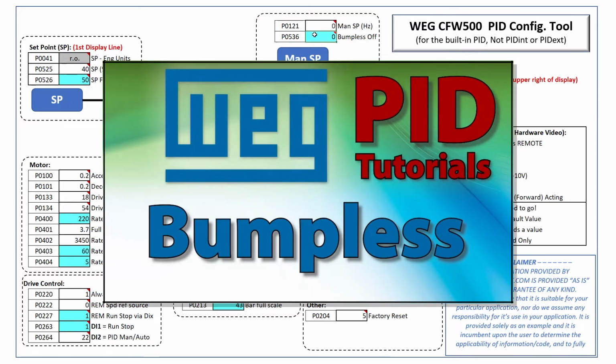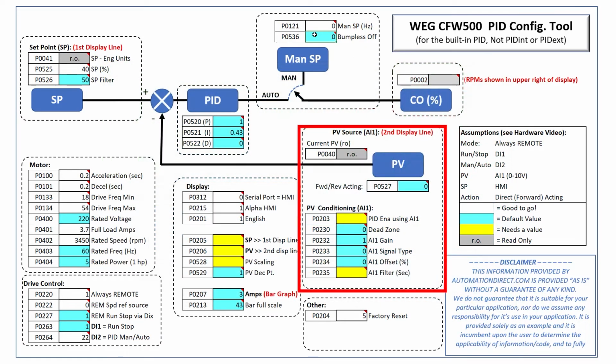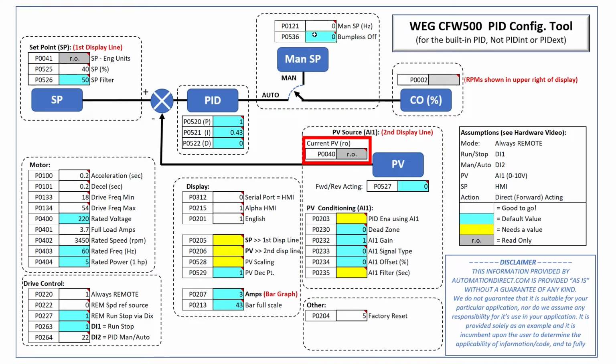Check out the bumpless video to learn more about that feature. Each drive does it a little differently, but the video will give you a better understanding of the kinds of things to expect. The process variable is stored in engineering units in parameter 40. Again, it's grayed out to remind us it's read-only.